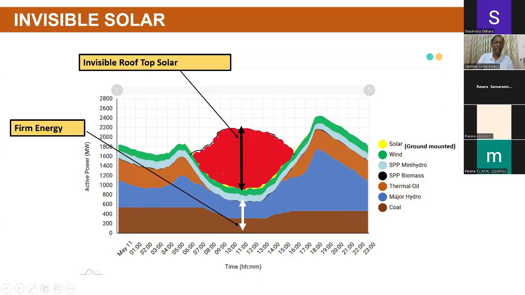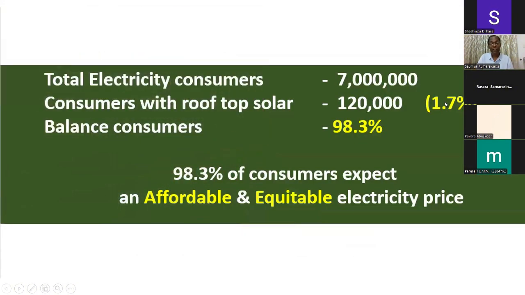I will move to my next slide. This is a very interesting one. You see, in CEB, we have 7 million consumers. Out of 7 million consumers, rooftop solar has only 120,000 consumers. As a percentage, it is 1.7%.